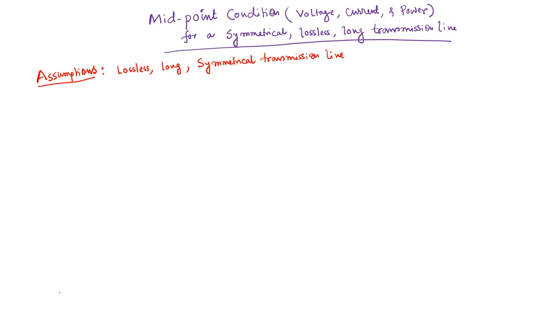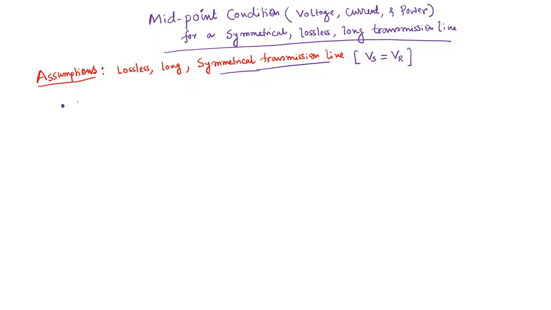Okay. Now, what do we mean by a symmetrical transmission line? I already discussed that for a symmetrical transmission line, we consider the sending end voltage magnitude equal to the receiving end voltage magnitude. So, this I discussed in the last class. Okay. Now, let us draw a long transmission line.